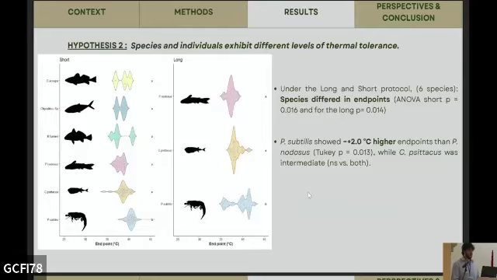This is a really basic statistical analysis, just to understand if individuals react the same way to temperature, even inside the species. What we found was that under long and short protocol, species differed in endpoint. Again, P. subtilis, the most famous, the most important shrimp species in French Guiana, show the highest endpoint. I had individuals that survived to almost 45 degrees for hours, which is really high.